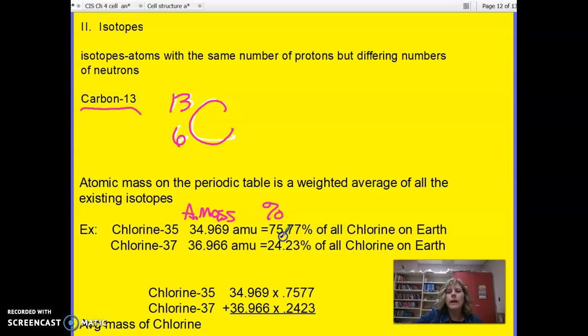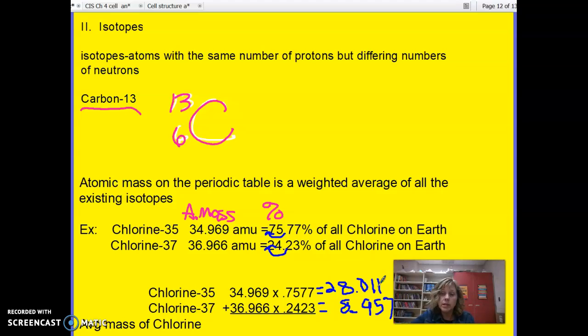I turn my percentages into actual numbers. So it becomes 0.7577. 24.23 becomes 0.2423. And then I just multiply these across. That's the first step. So 34.969. I'm going to pause this while I do my calculations. All right. So if I multiply this across, 34.969 times 0.7577, I get 28.011.